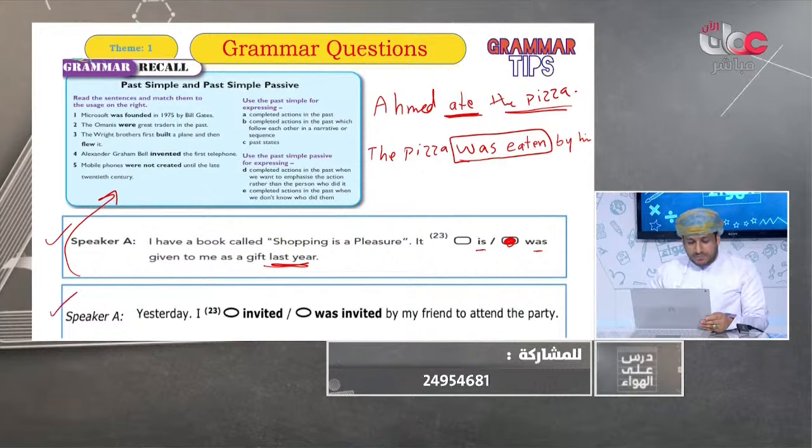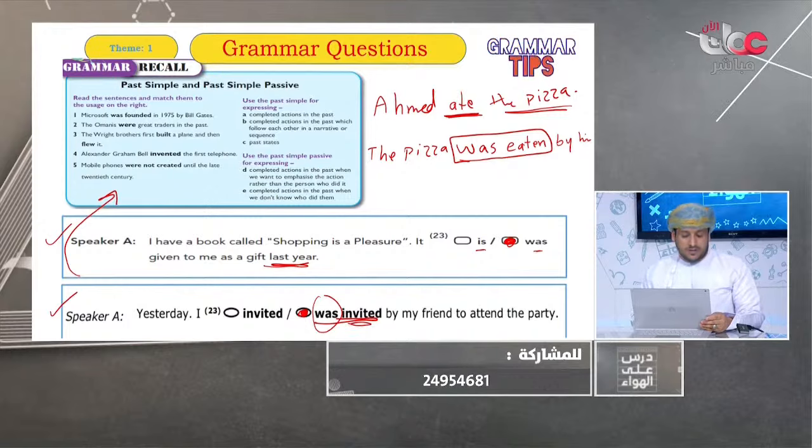Number 2, can you guess what is the correct answer? Yesterday, I was invited by my friend to attend the party. Because my friend invited me to the party, I am the object, so I was invited. The same format here: was invited, where was is here and invited is the past participle of invite. So yesterday, I was invited by my friend to attend the party.